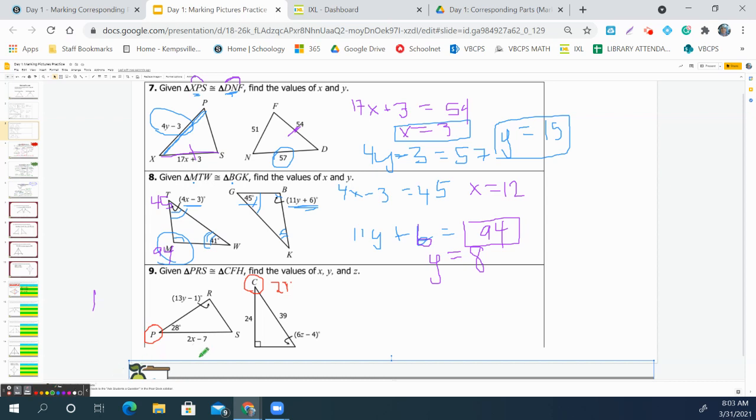What else do we know? What does R go with? R goes with F. So this one must be F, right? R goes with F. I guess I clipped that off. R goes with F, which means that S goes with H. S goes with H. So what equations can I set up?